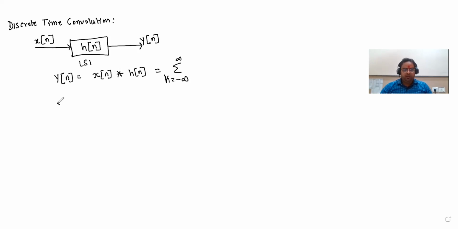Okay, I'll write down the expression for continuous time also, so that it becomes easier for us to make the analogy here. So we have x of t convolved with h of t that we had written, if you remember, that was integration from minus infinity to infinity, and the convolution between x of t and h of t. So that was basically, we replace it as x of tau and h of t minus tau d tau.